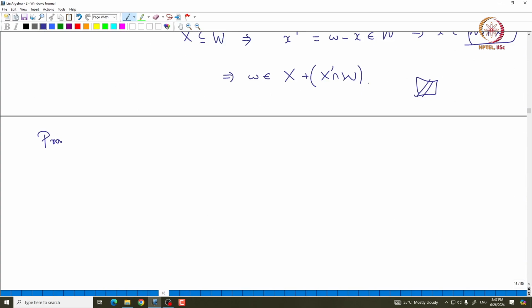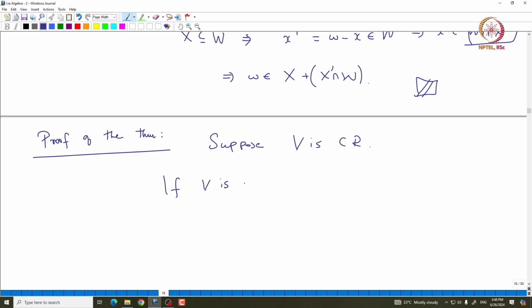Proof of the theorem. One way is obvious. Suppose V is completely reducible. Then we need to prove that V is a direct sum of irreducible modules. To begin with, if V itself is irreducible, then there is nothing to prove.